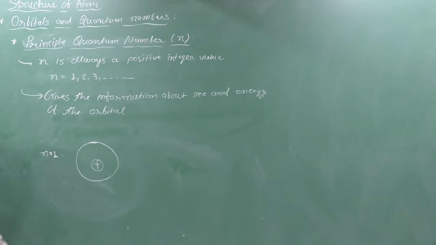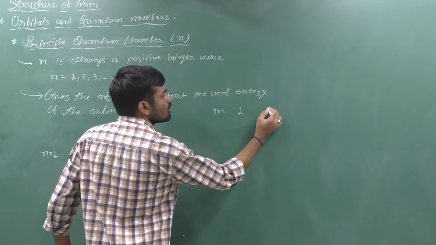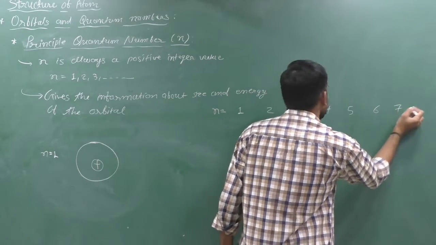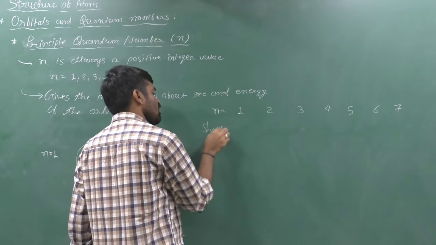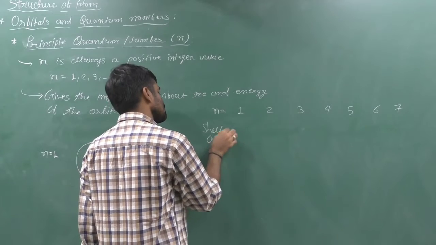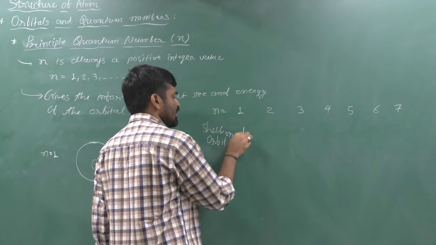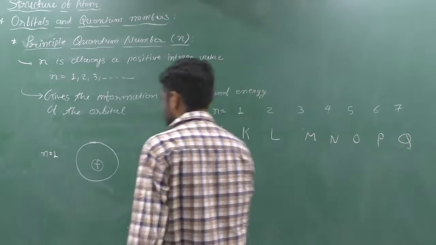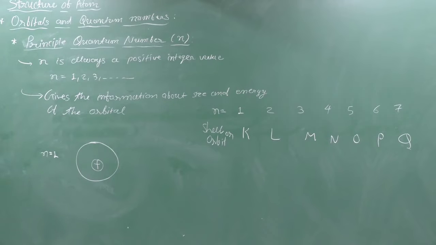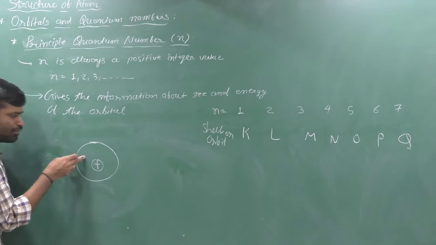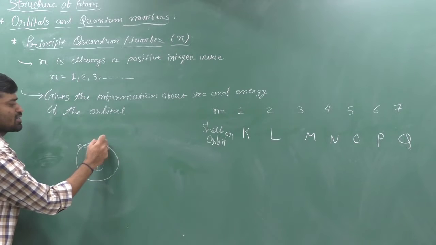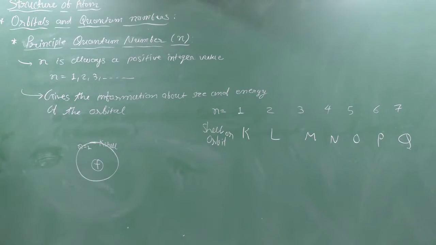Suppose n is equal to 1, 2, 3, 4, 5, 6, 7. Then the names of the shell or orbit are K, L, M, N, O, P, Q. Clear? It is the name of the shell. So here the first energy level around the nucleus, the first orbit, has n equal to 1, and it is known as the K shell.